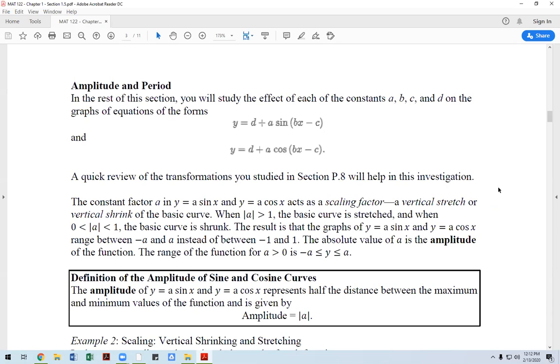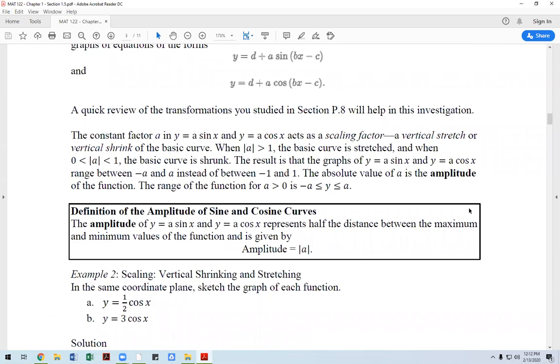And so again, based on what that a value is, the range of your function is going to change. So you will go from negative a to positive a based on whatever that is. So the absolute value of a is what we call the amplitude of your function in this case. And again, they're talking about the range. Just as a definition, we are saying the amplitude of y equals a times sine of x or y equals a times cosine of x will represent half the distance between your maximum and minimum values of the function, and amplitude is given as the absolute value of a.